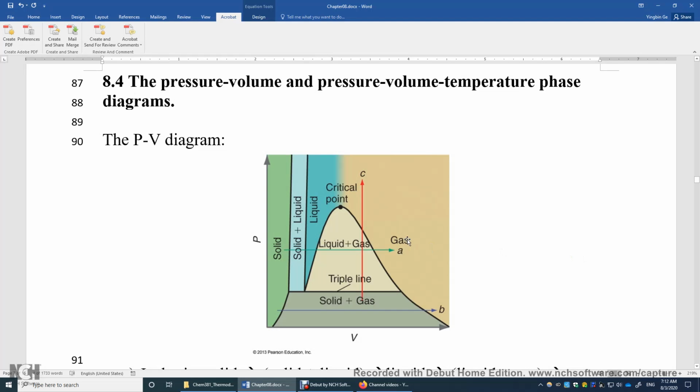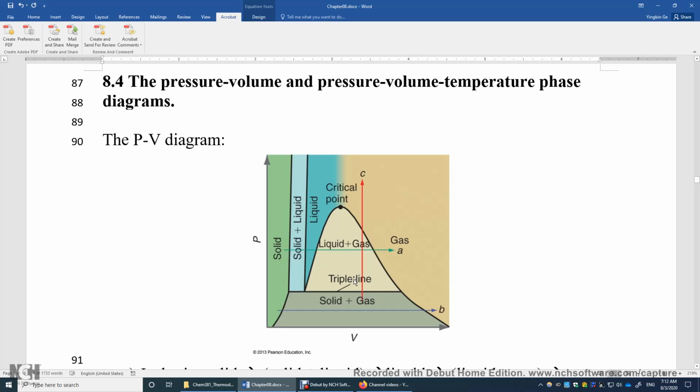Section 8.4. The pressure volume and pressure volume temperature phase diagrams. First, the pressure volume diagram. At a given pressure, let's say this is 1 bar pressure with a very large molar volume, you have a gas. If you compress the gas enough, you may convert the gas to liquid. So this is liquid and gas at constant pressure.